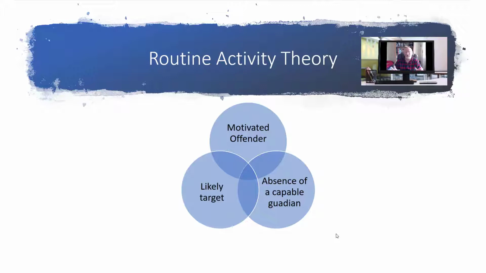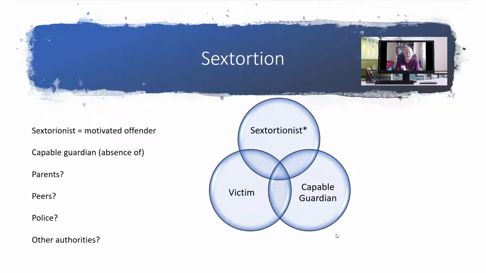Okay, there are more complicated manifestations of this that you can look at if you want to go look at the theory in more detail, but for what we want, it's fine to operate at this level. And so where we've got those three things to come together, then this says this is where crime might take place. Okay, so for example, if we look at sextortion, who would play the different roles?